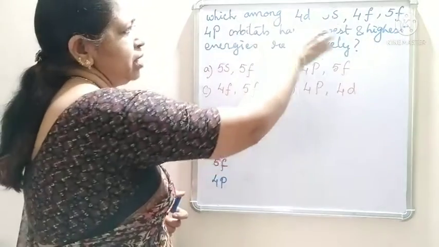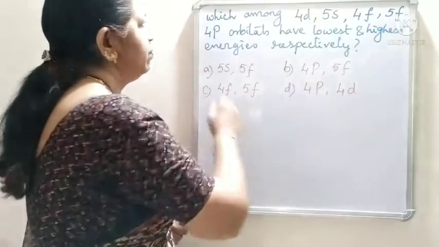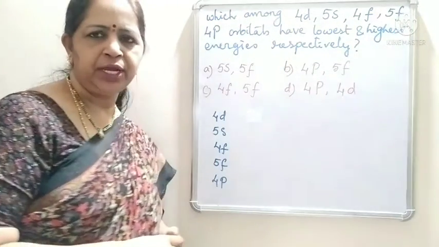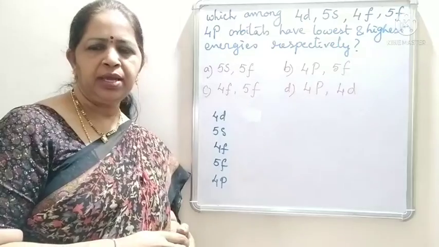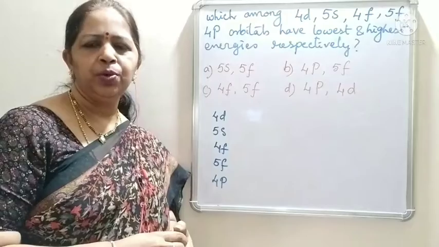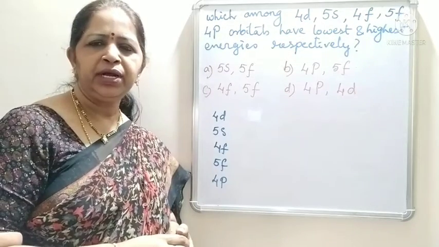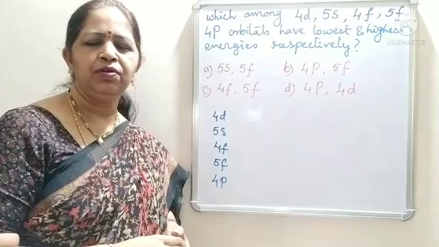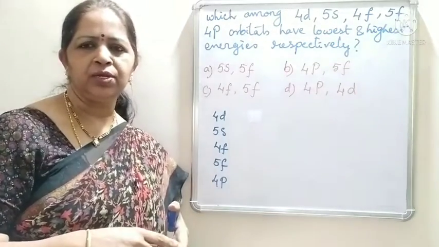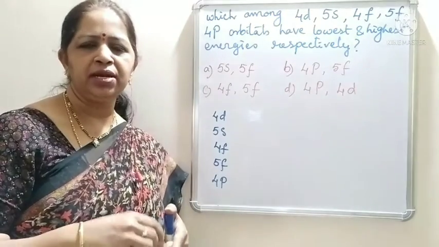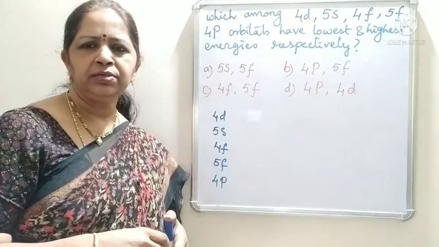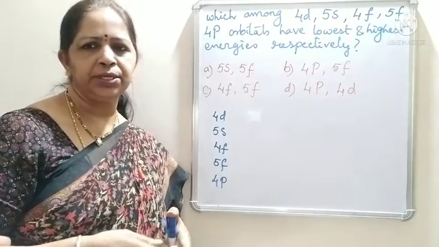Which among these orbitals 4d, 5s, 4f, 5f and 4p have the lowest and highest energies respectively? The energy of any orbital depends on n plus l values. It is called the Bohr-Bury rule. The orbital with the lowest n plus l value will be the lowest in energy. If two orbitals have the same n plus l value, then the one with the lowest n value will be the lowest in energy, right? And the one with the highest n plus l value will be highest in energy.